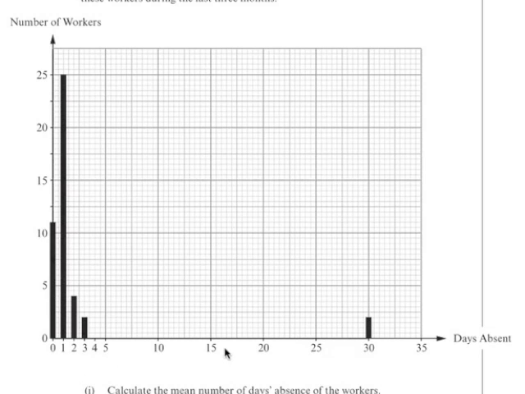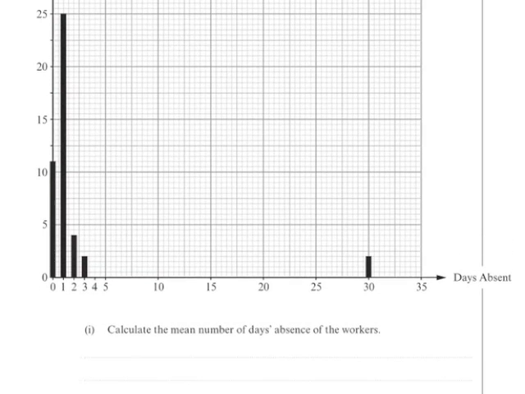At the bottom we've got the number of days absence. Along the side here we've got the number of workers who've been absent. And it's important to look at the units here. You'll notice that 2 of the small units represent 1 person. So the first part of the question says, calculate the mean number of days absence of the workers.